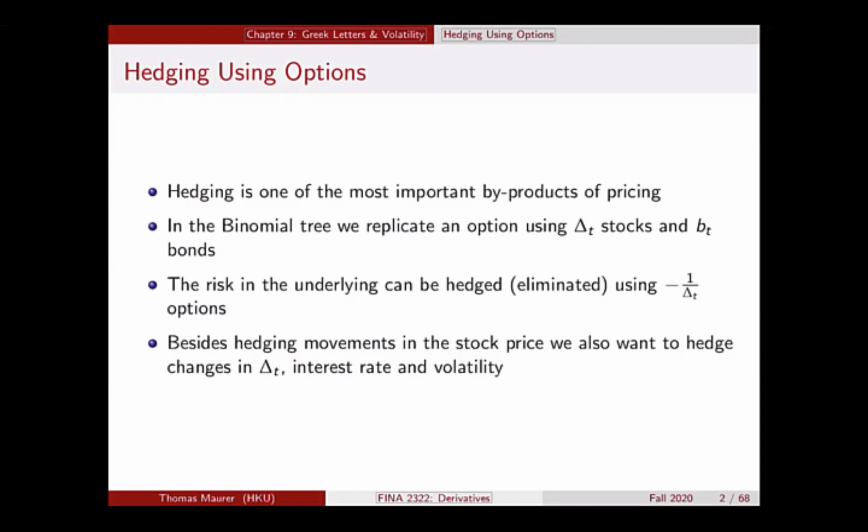Now, if you want to hedge risks in an underlying asset, then what do you do? Well, given that you know that delta numbers of stocks and B numbers of bonds replicate the option, then you can just invert that equation, and minus 1 over delta numbers of options should perfectly hedge the risks in an underlying asset. To illustrate that, let's write down again what this equation was.